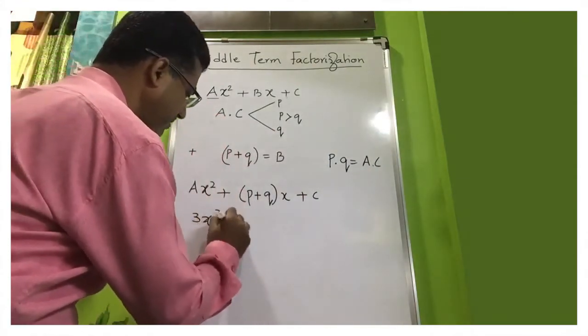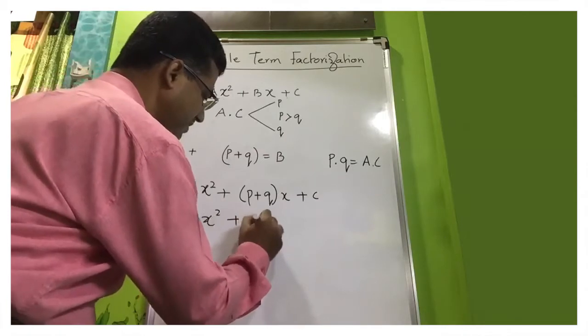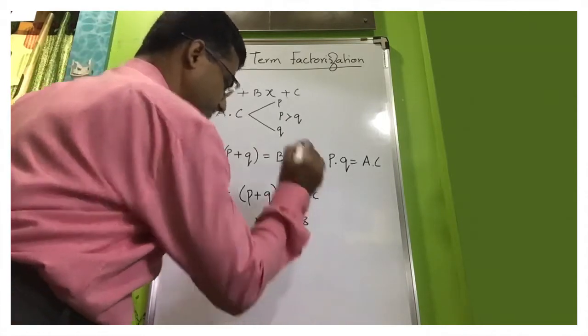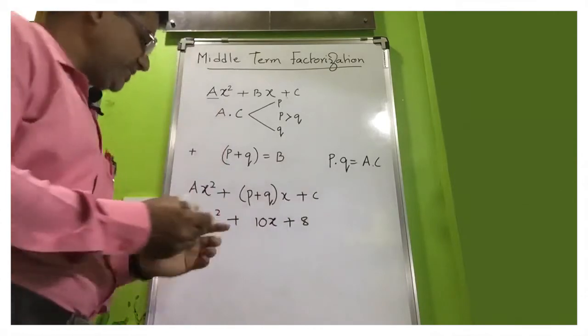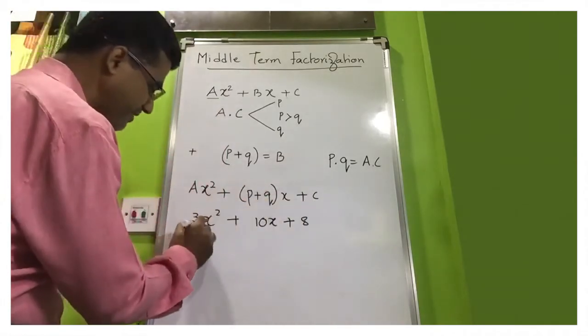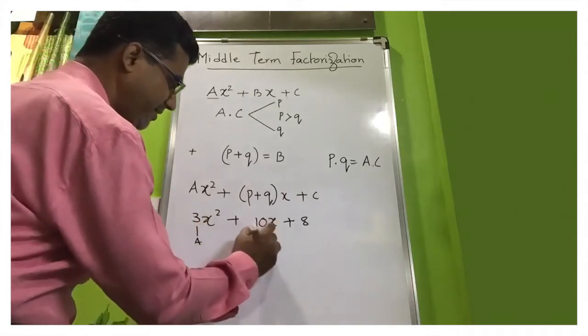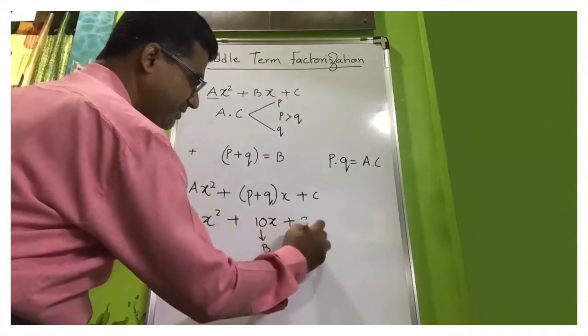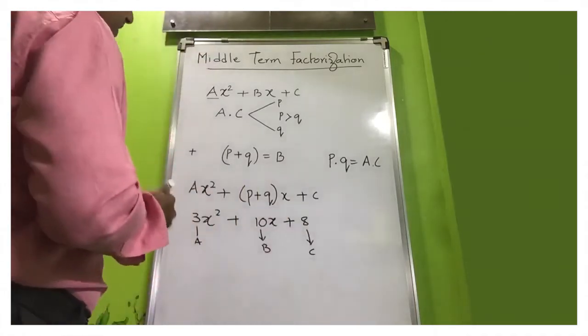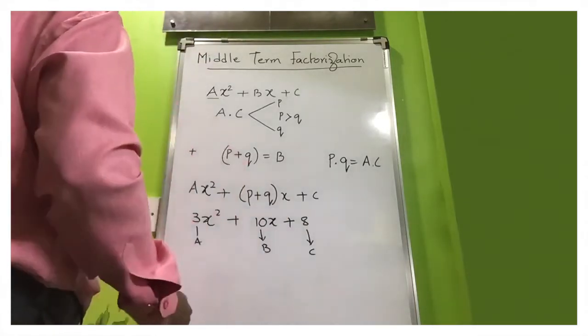3x square plus 10x plus 8. Now we have got an equation like this. So how to factorize? As I told you, first you identify this is your A, this is your B, and this is obviously your C. Now after getting it, what do? Let us come up.